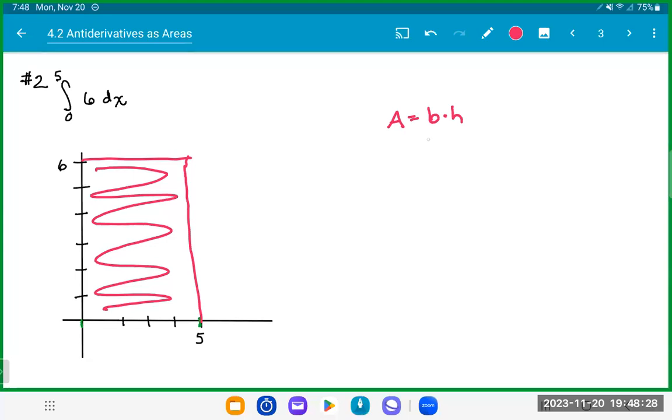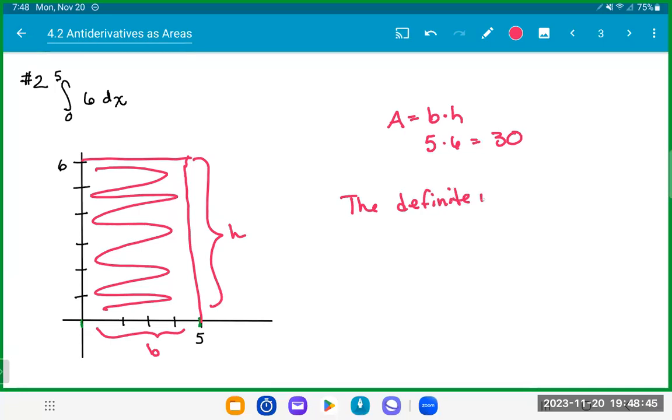The area is: my base is 5, right? This is my base, and this is my height. So 5 times 6 equals 30. So the definite integral as the integral goes from 0 to 5 of 6 dx is equal to 30.